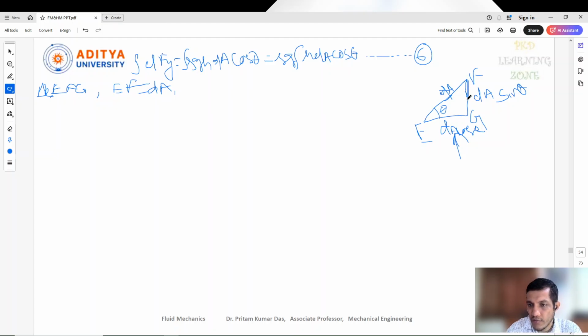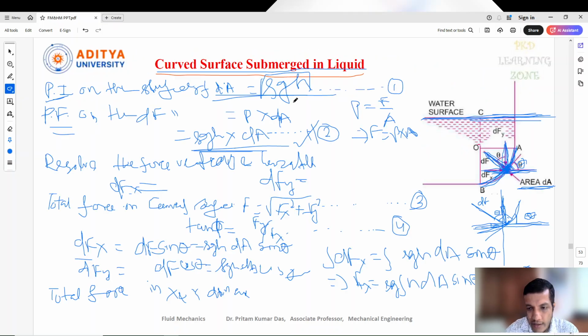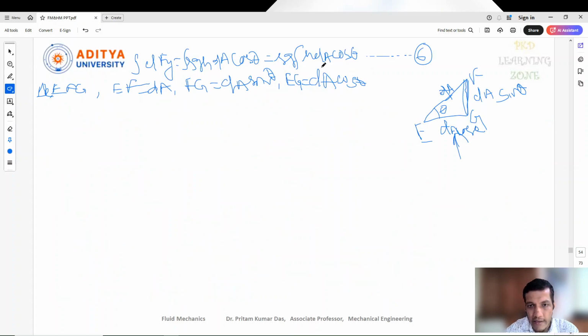FG is nothing but the vertical component of this, so we can write FG equal to DA sine theta, and similarly I can write EG equal to DA cos theta. Now in the previous equations, we already have DA cos theta, and DA sine theta is there as well.